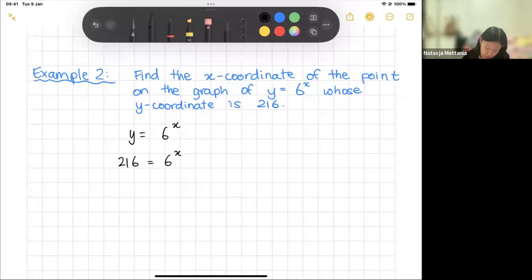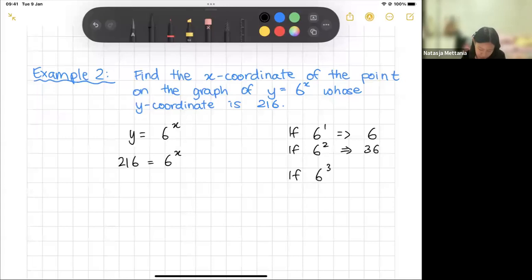If 6 is to the power of 1, what do we get? We get 6. That doesn't match this. If 6 to the power of 2, what would we get? That is 36. That's not the same. It's just trial and error, making sure that it looks exactly the same as my y coordinate. That's how I know my x coordinate.